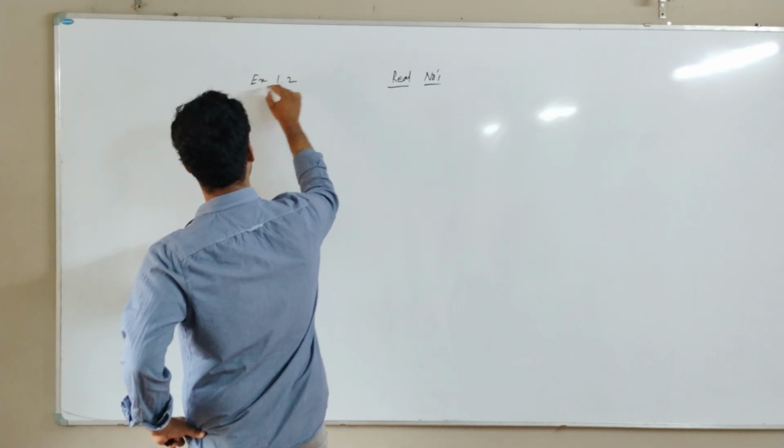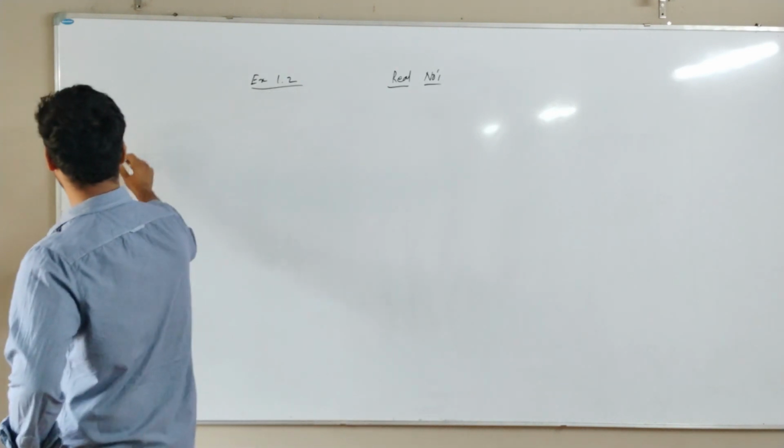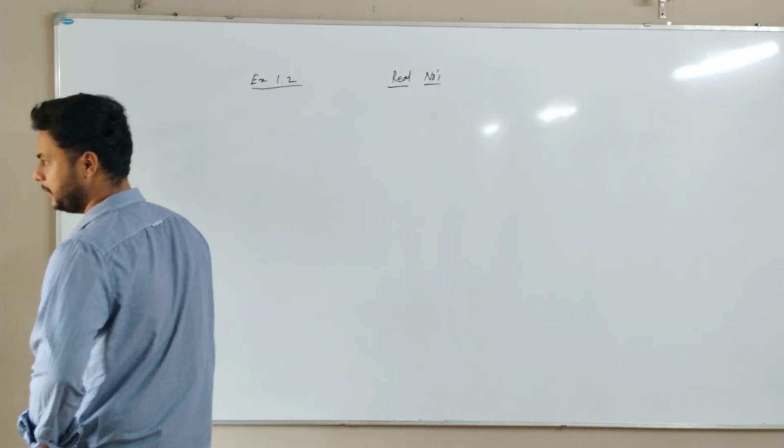5.3 to 1.2. Why 5.3? I'm saying I don't know. Exercise 1.2. First sum. Now this sum has been repeated too many times for the board exam.